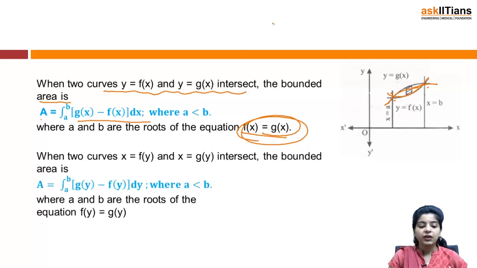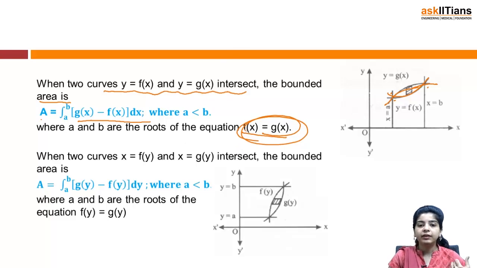Again, parallel to this, when two curves are of the form x equal to f(y) and x equal to g(y) and they are intersecting, and a and b are the roots of the equation f(y) equal to g(y), then the area would be given by the integral from a to b of g(y) minus f(y) dy, where a is less than b. g(y) would be this area enclosed by g(y), and f(y) would be this area enclosed by f(y). So ultimately once we subtract, we will get this area, right?